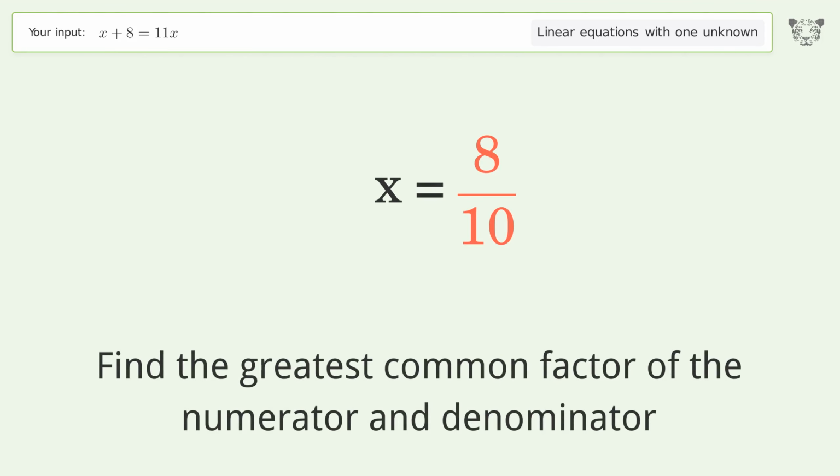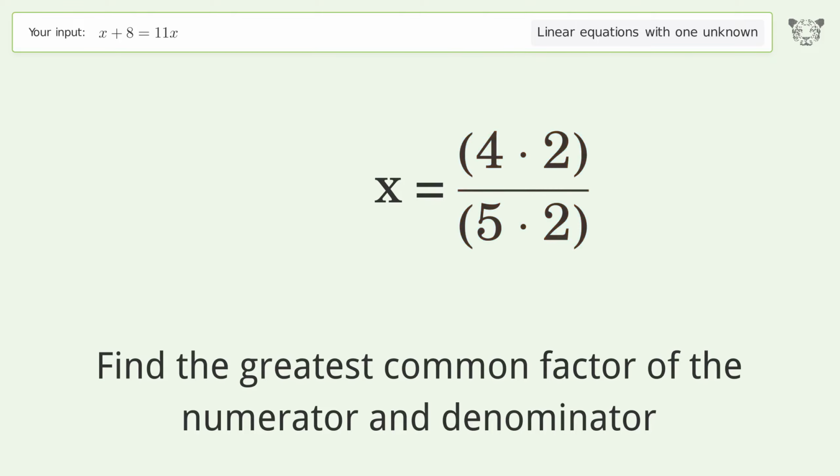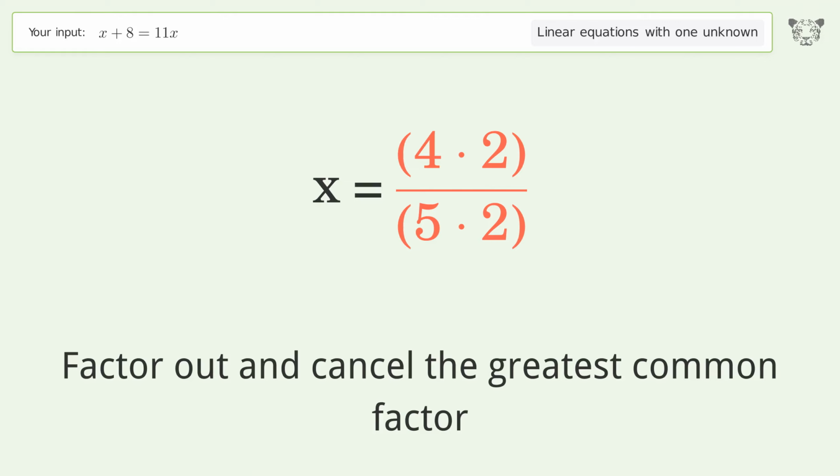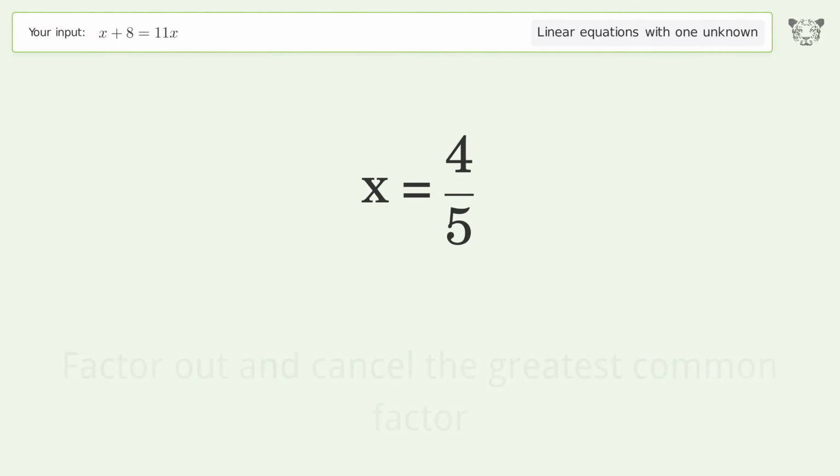Find the greatest common factor of the numerator and denominator. Factor out and cancel the greatest common factor. And so the final result is x equals 4/5.